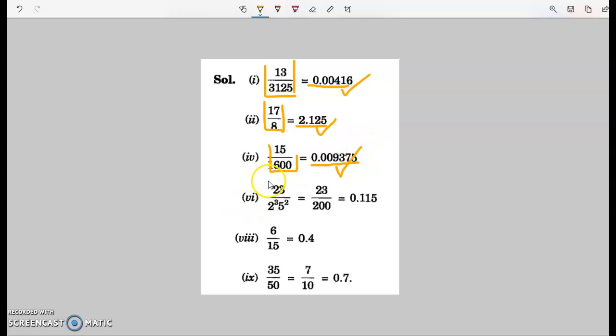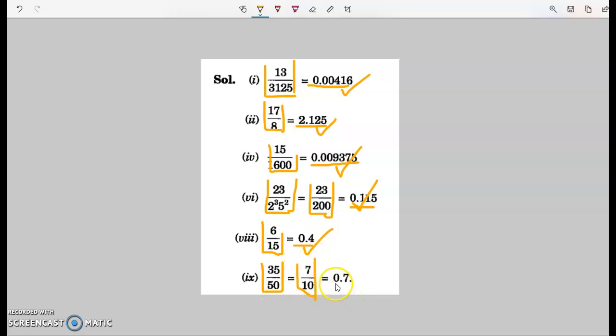The next one given was 23 by 2 cube into 5 square. That can be written as 23 by 200, which can be also represented as 0.115, which is a terminating decimal expansion. Moving on to the next one, that is 6 by 15, you get 0.4, which is also a terminating decimal expansion. Next one is 35 by 50, which can be written as 7 by 10, which is represented as 0.7.